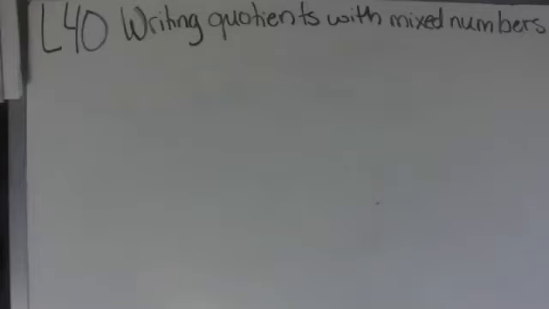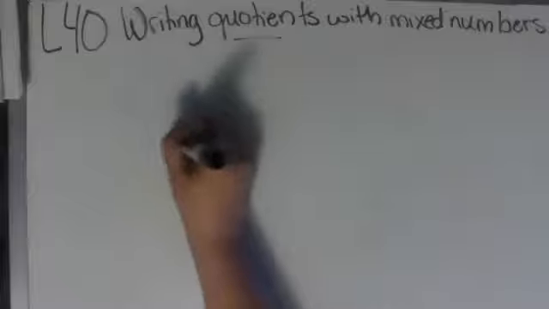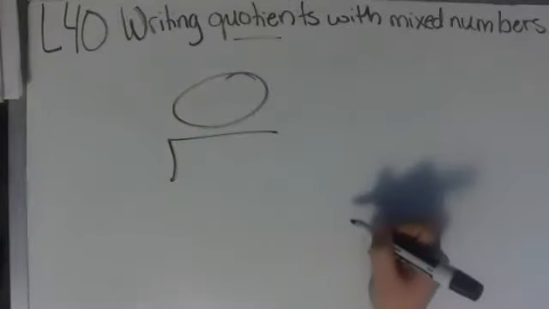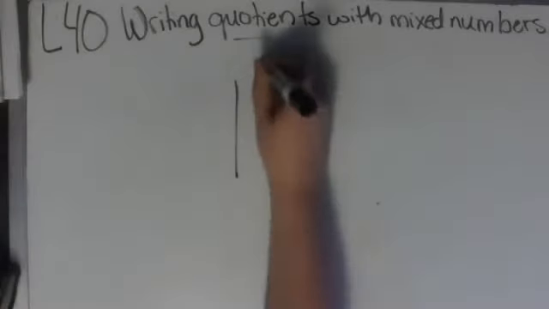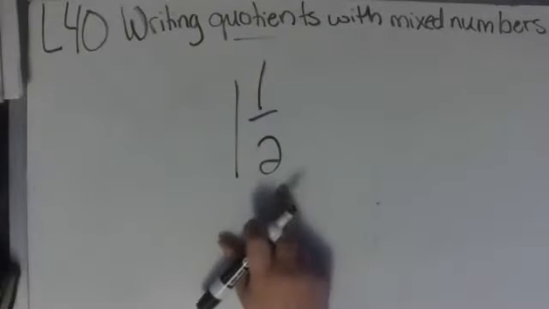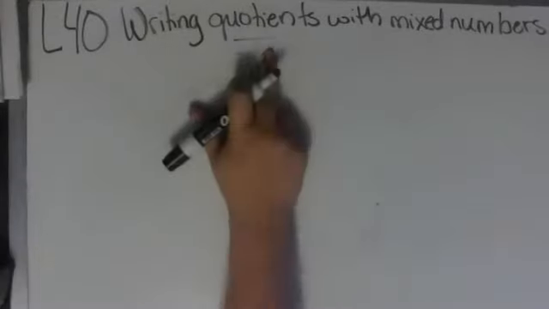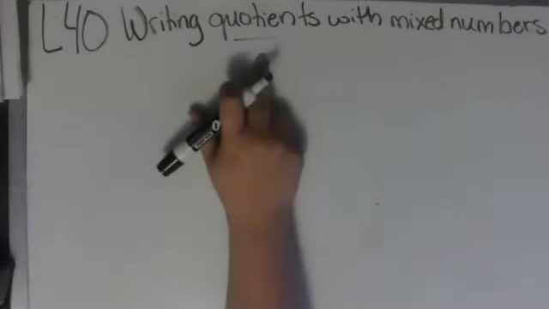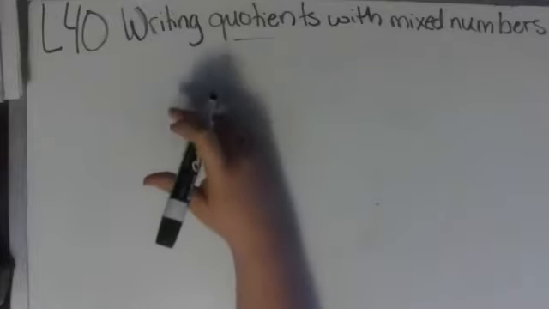So this is lesson 40, writing quotients with mixed numbers for Saxon 5. Just a quick review: a quotient is the answer to the division problem. Okay, that's the quotient. And a mixed number is a number that has both a whole number and a fraction in it. So what we're doing is writing the answers, or the quotient, to division problems as a mixed number. Those would be specifically ones that have remainders.